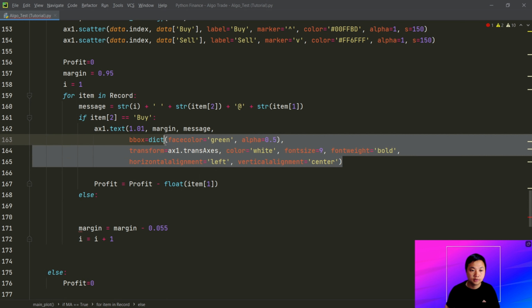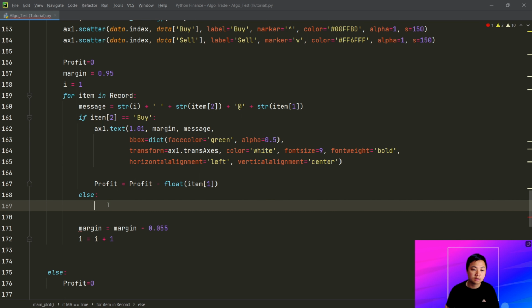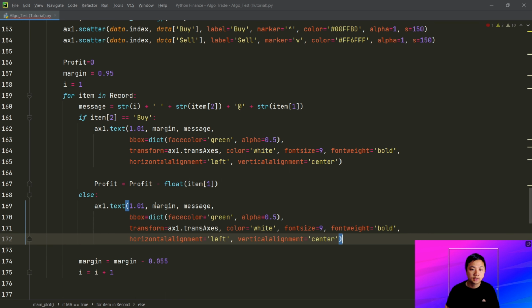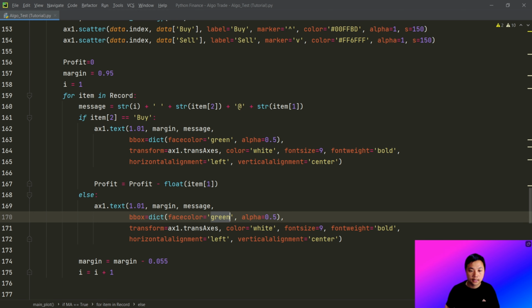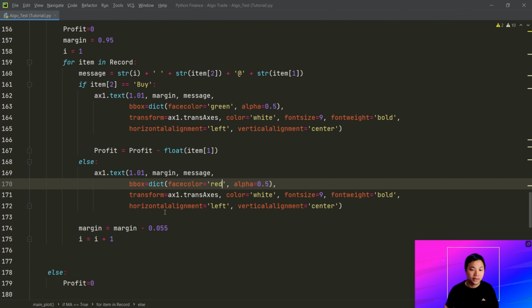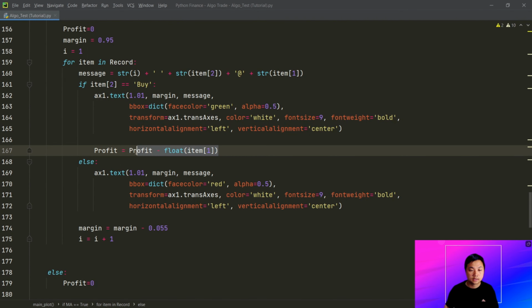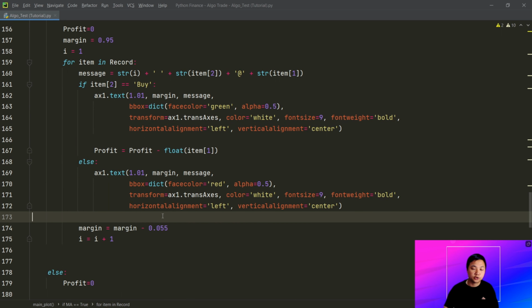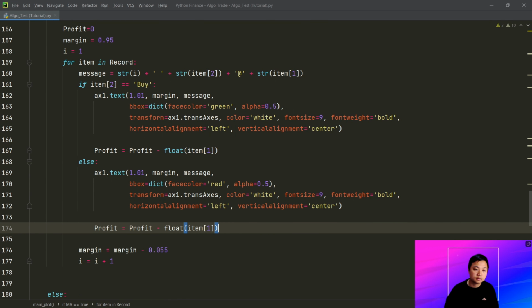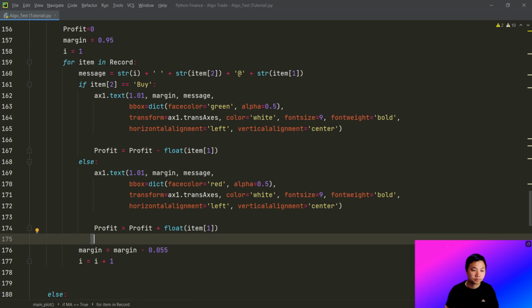And just in case this is not a buy action, I just like to change it to a sell action. So in that case, the color is changed to red, and the rest would be the same. But because this is a selling action, that means there will be some money coming back to our account. So I just use a plus.